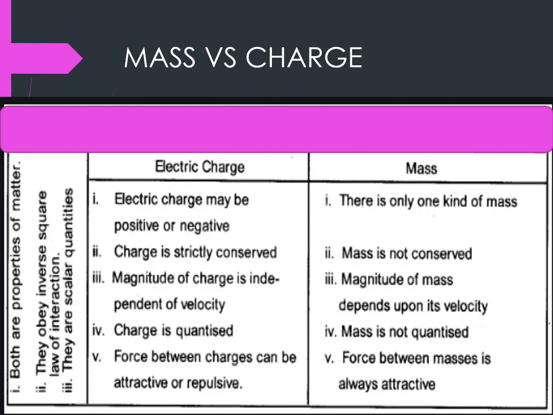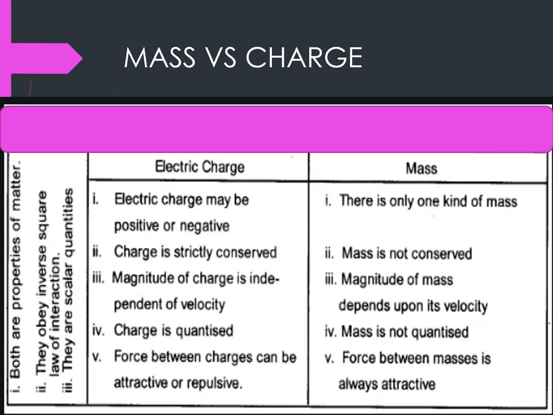So the next topic is the difference between mass and charge. Both mass and charge have some similarities. Both mass and charge are scalar quantities. Scalar quantity means that it has only magnitude, no direction. Second, both mass and charge are intrinsic properties of matter. Intrinsic property of matter means it is the property that the body has for itself. It is its own property.